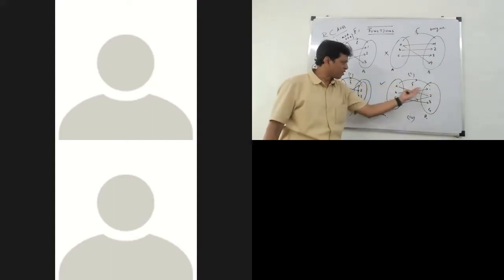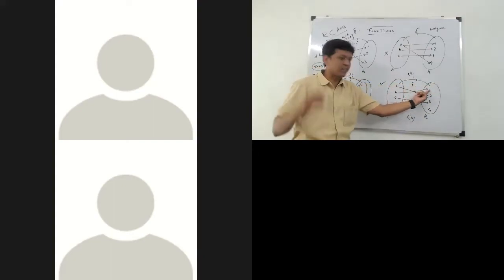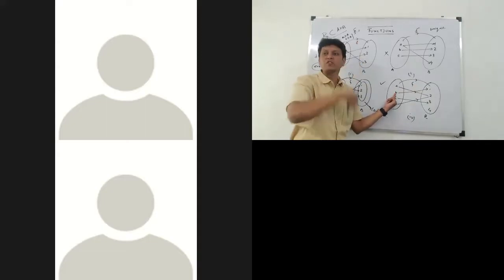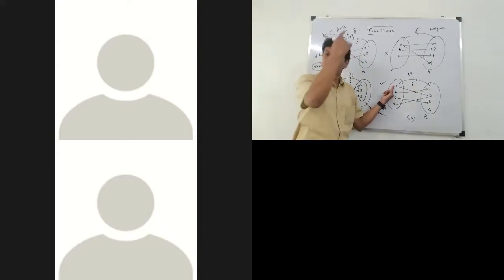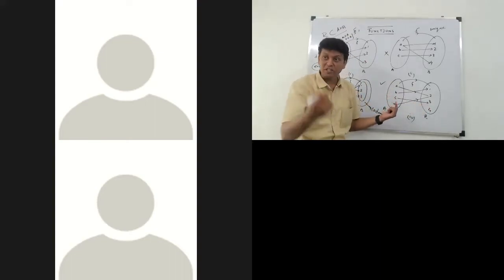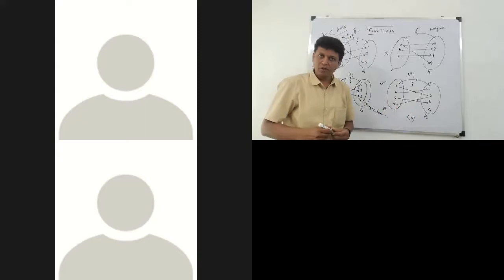Okay, clear? And suppose you have 1, this is the image. B is called the pre-image of 1. A is called the pre-image of 2. C is called the pre-image of 3. These are the terms I will use. Okay?